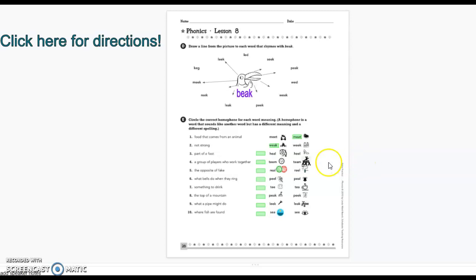That's a week. Okay, and so you're going to continue and do the rest on your own by dragging these green boxes to the correct word. Use the pictures to help you. Good luck.